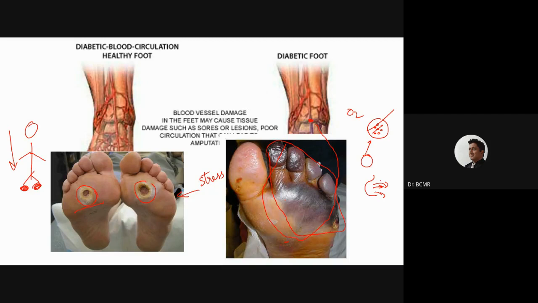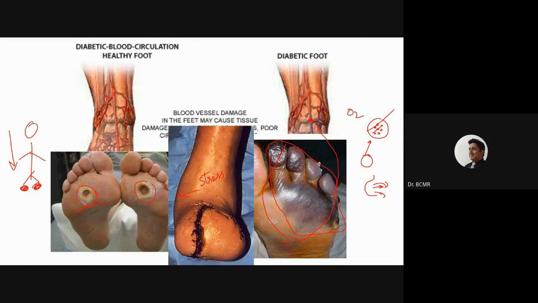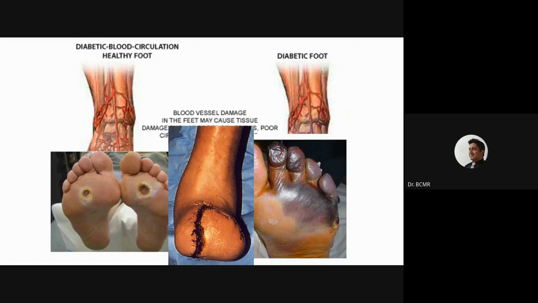And eventually they will have to remove or amputate the feet. Say, for example, if this is something like a foot, and this is where the necrosis has happened. Okay, cutting till here does not solve the problem.